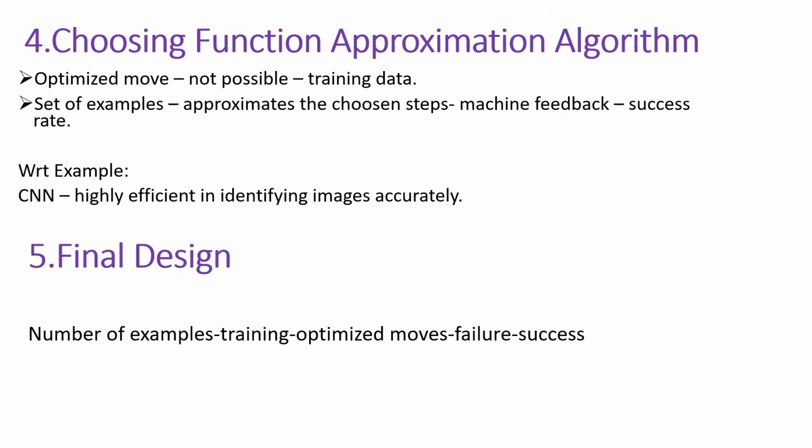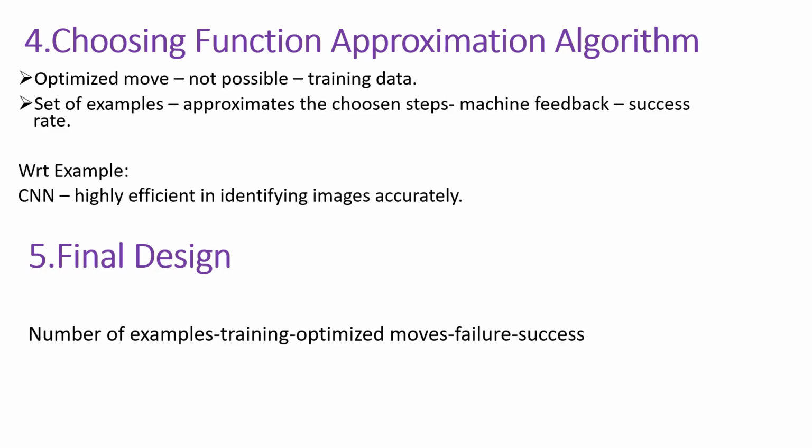The fourth step is choosing a function approximation algorithm. This helps in the optimized move, and the given function alone is not actually enough for training the model. The optimized or crucial move will not happen with the training samples alone. So a set of samples should be properly identified, and more samples should be provided to the training model in order to approximate the chosen steps, which helps the machine to experience and learn through feedback and increase the success rate of the classification or the prediction.